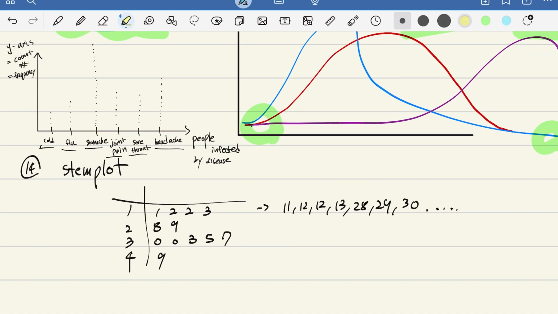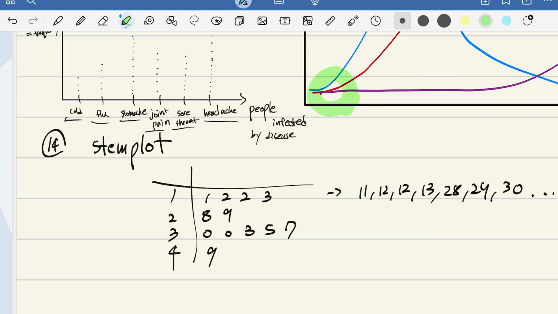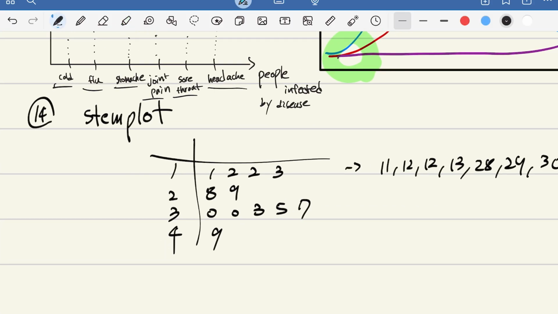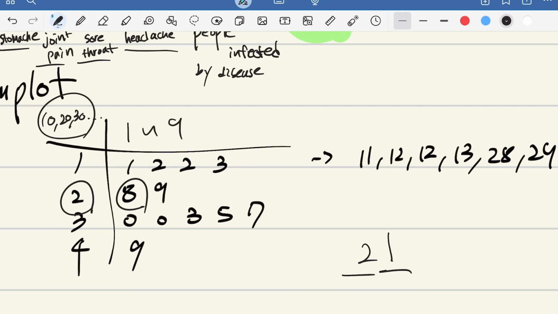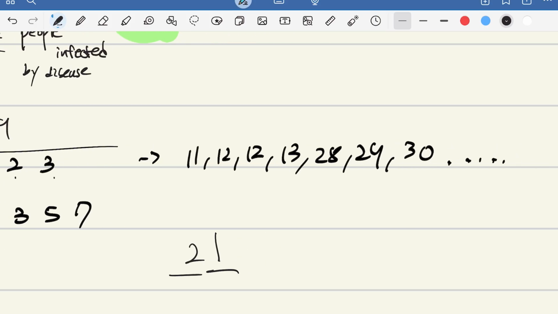Now we're going to move on to something called a stem plot. A stem plot is basically when you have a number such as 21, you separate the first digit and the second digit, and you put the first digit over here and the second digit in this part. So this is basically 1 to 9, and this is going to be 10, 20, 30, and so on. So if you see a stem plot that has 1 over here and 1, 2, 2, 3 over here, then it's going to be something like 11, 12, 12, 13, 28, 29, 30.